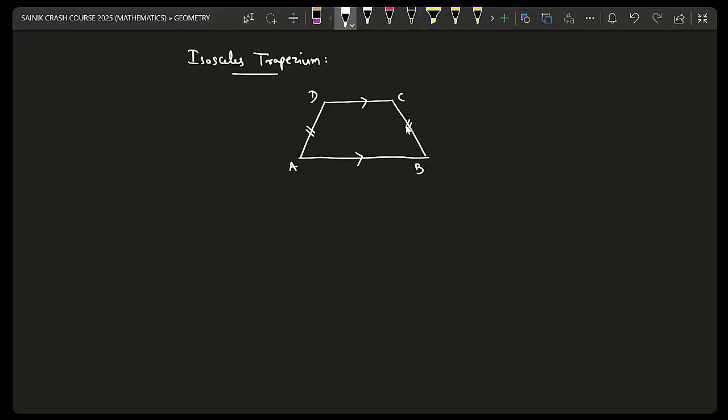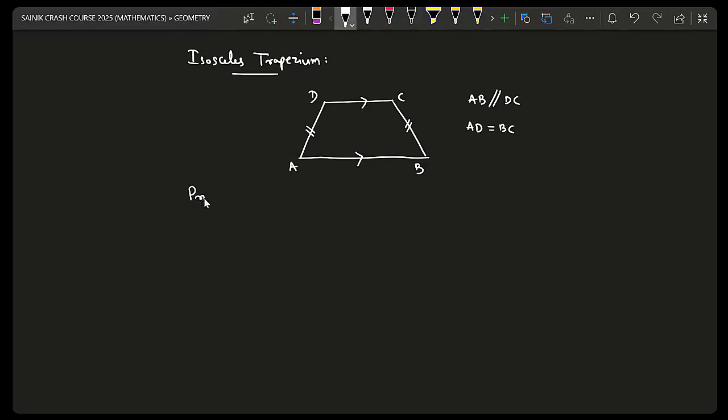In a normal trapezium, this second condition, that the non-parallel sides should be equal, is not there. It may or may not be. But in an isosceles trapezium, first of all, it is a trapezium. One pair of opposite sides are parallel and non-parallel sides are also equal. So we can say AB is parallel to DC and also AD length is equal to BC length. Then it is going to become an isosceles trapezium.